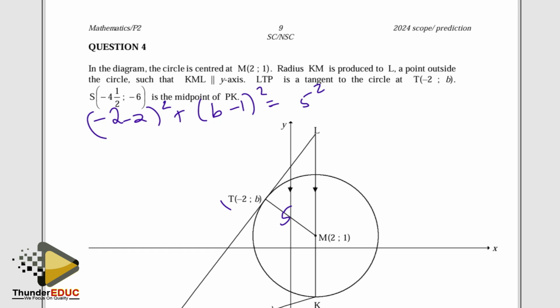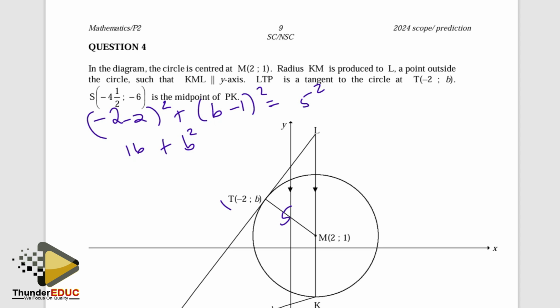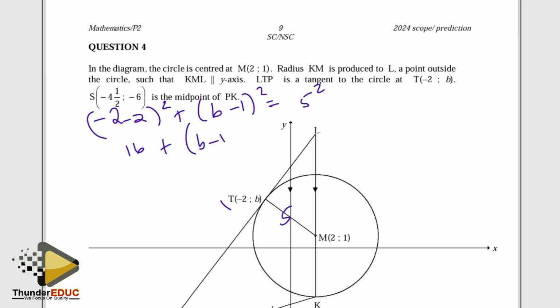That's correct. Minus 2 minus 2, that's minus 4 squared, that's 16. Plus, that's going to be b squared. No, let me not open this up because it's going to cause issues for me. I am trying to run away from the quadratic. That's a 25. Move the 16 that side. B minus 1 squared is equal to 9. Find the square root. B minus 1 is plus minus 3.